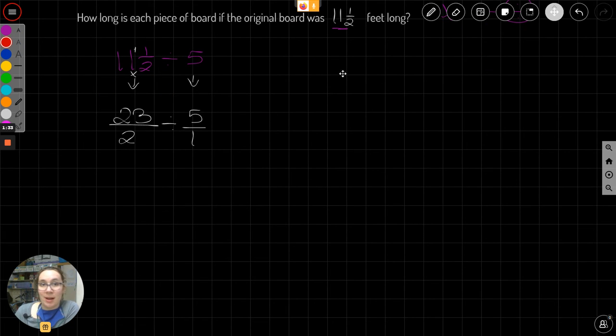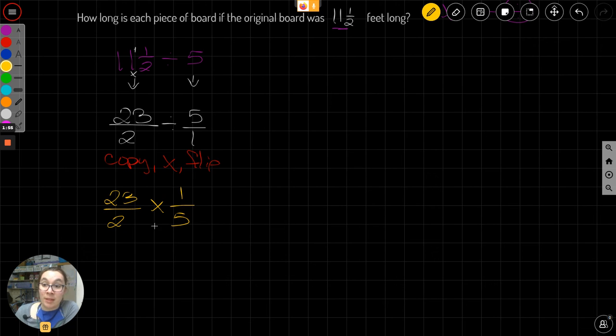How do I divide? As always, I'm going to copy, multiply, flip. So, I'm going to take my first fraction and copy it down, 23 over 2 times 1 over 5. And the last few times that I've done this, I have simplified before I multiply. But if I look at this now, 23 and 5 do not have a common factor, and 1 and 2 do not have a common factor. So there's nothing to simplify before I multiply here.